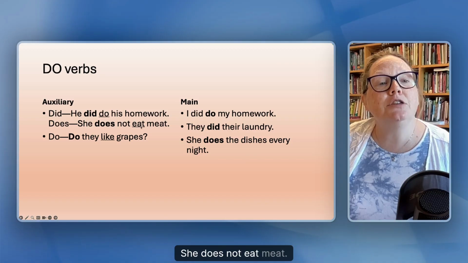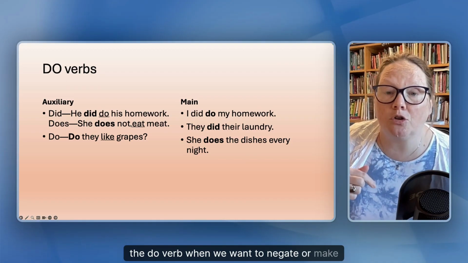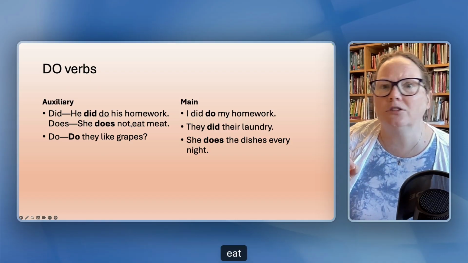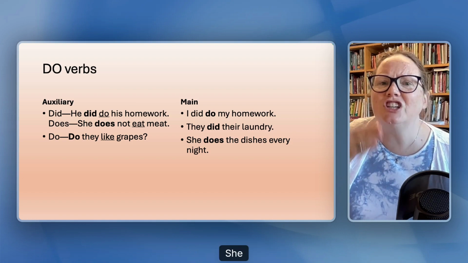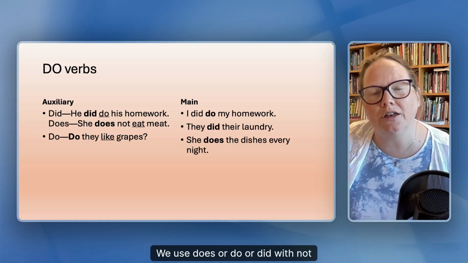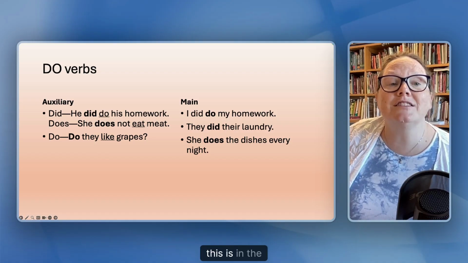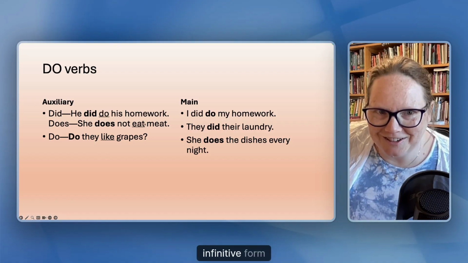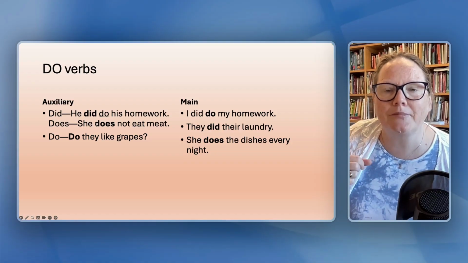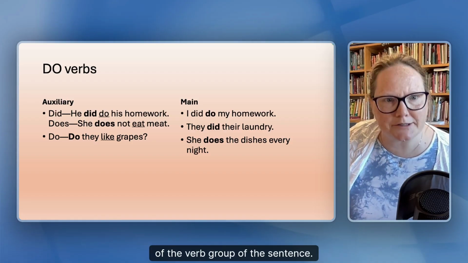She does not eat meat. We use the do verb when we want to negate or make something negative, because we just cannot say she eat no meat. She does not. We use does or do or did with not to make things negative. Again, the main verb is in the bare infinitive form because the does takes the tense. Auxiliaries take the tense of the verb group of the sentence.